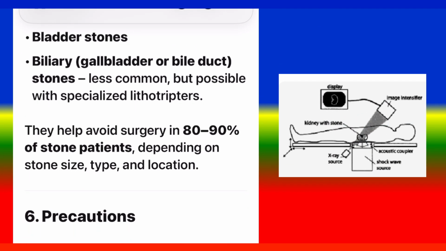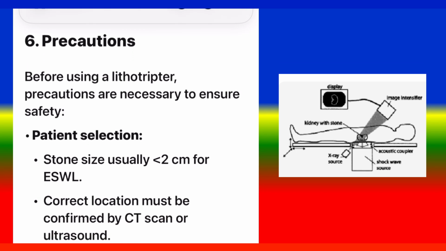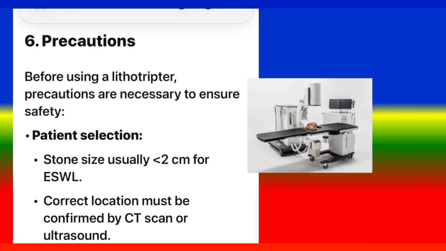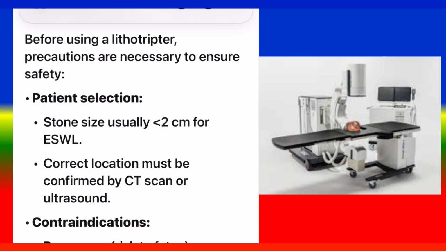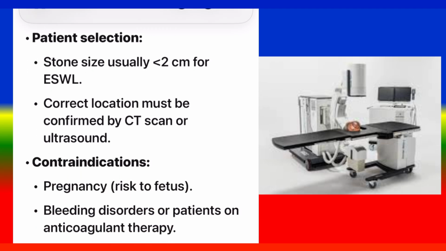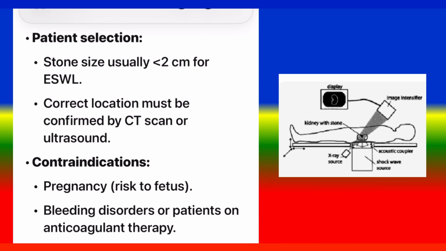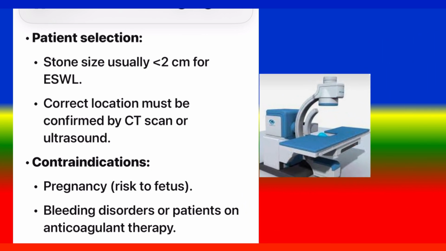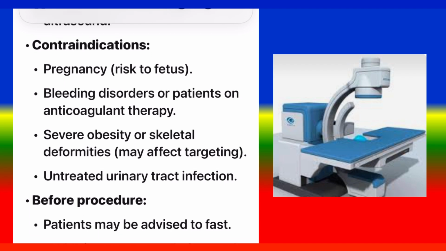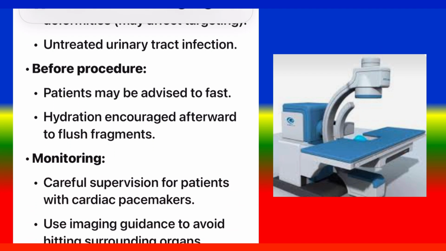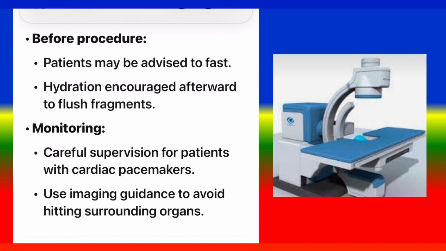Number 6. Precautions. Before using a lithotripter, precautions are necessary to ensure safety. Patient selection. Stone size usually under 2 centimeters for ESWL. Correct location must be confirmed by CT scan or ultrasound. Contraindications. Pregnancy, risk to fetus. Bleeding disorders or patients on anticoagulant therapy. Severe obesity or skeletal deformities may affect targeting. Untreated urinary tract infection. Before procedure, patients may be advised to fast. Hydration encouraged afterward to flush fragments.